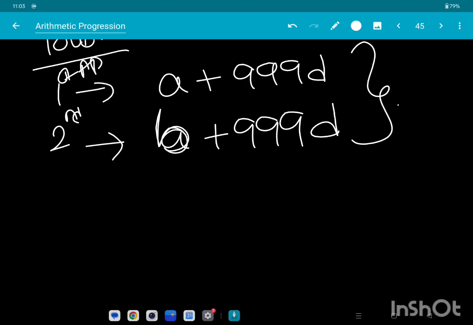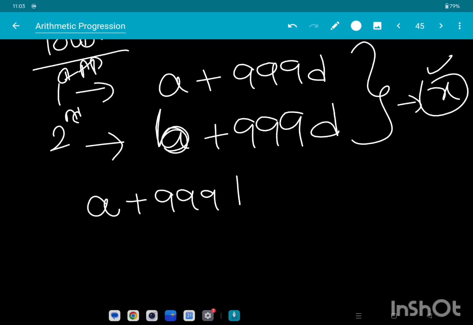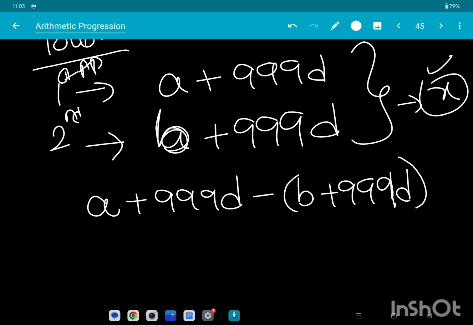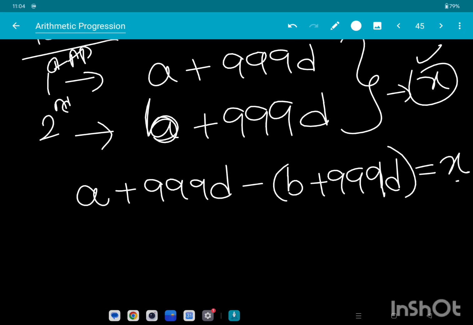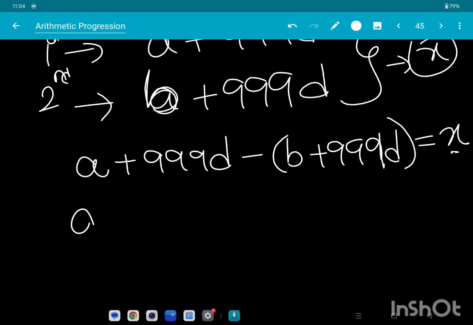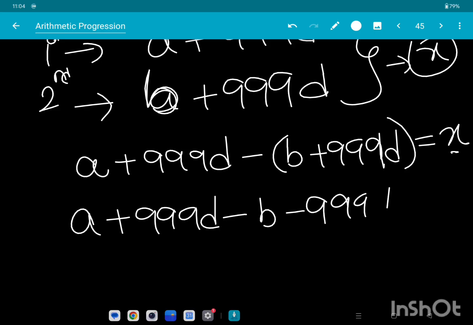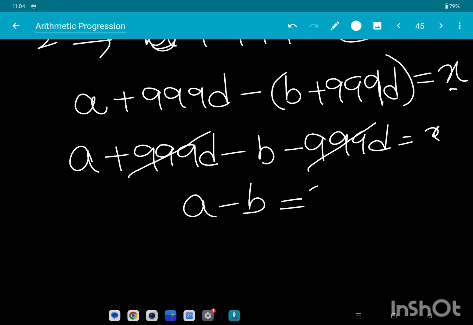Let's say the difference is x. Now we need to find the x value. Here a plus 999d minus b plus 999d, right? So this is what we want, and it will be equal to x. How can I solve this? A plus 999d minus b, if I multiply with minus, minus 999d is equal to x. Here minus and plus cancel, so we get a minus b is equal to x.